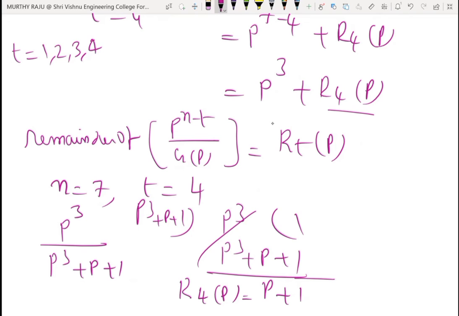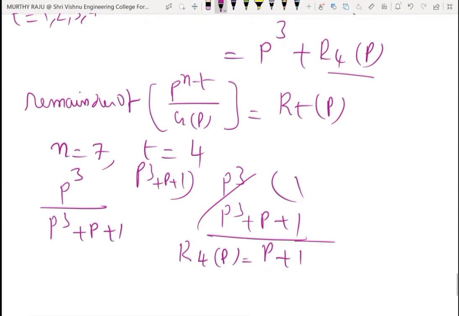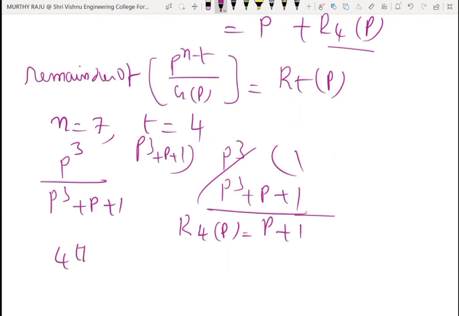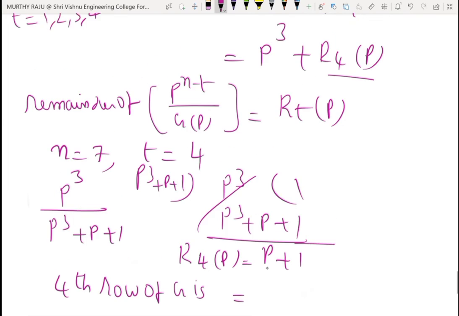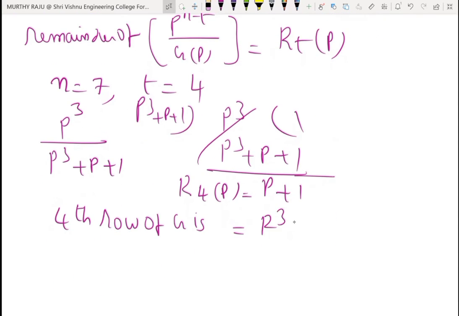Substitute in that equation, p cube plus R4 of p. The fourth row of G is p cube plus R4 of p, and R4 of p is p plus 1.